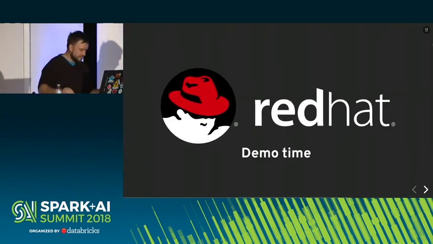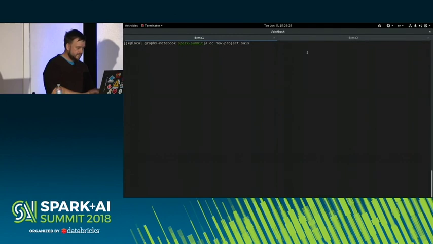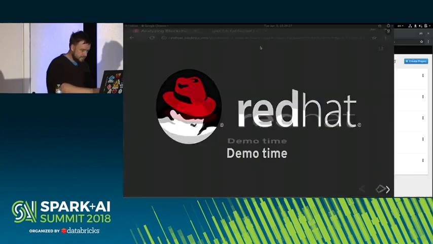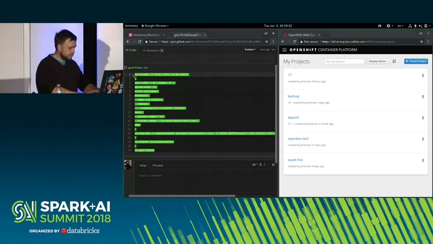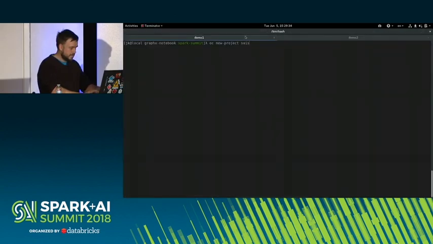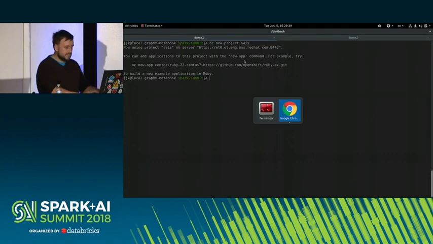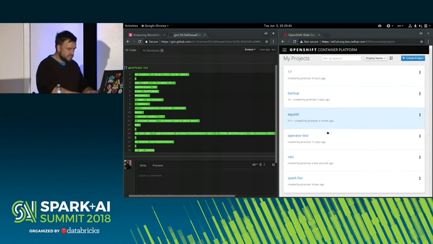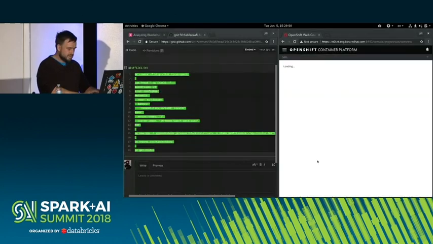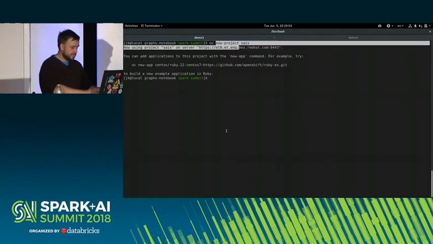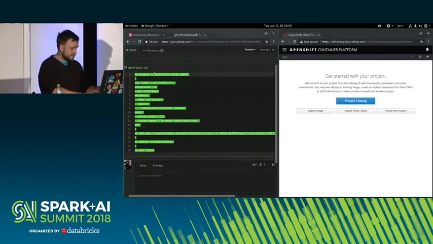So yeah, demo time. Let me run a couple of these commands, and I will comment on what they do. First, I will need to create a new project in my OpenShift. So this is the OpenShift web UI. I can control it here in the UI, but I can also use the CLI. So I've just created a new project. And here it is. And now I will copy paste these commands.